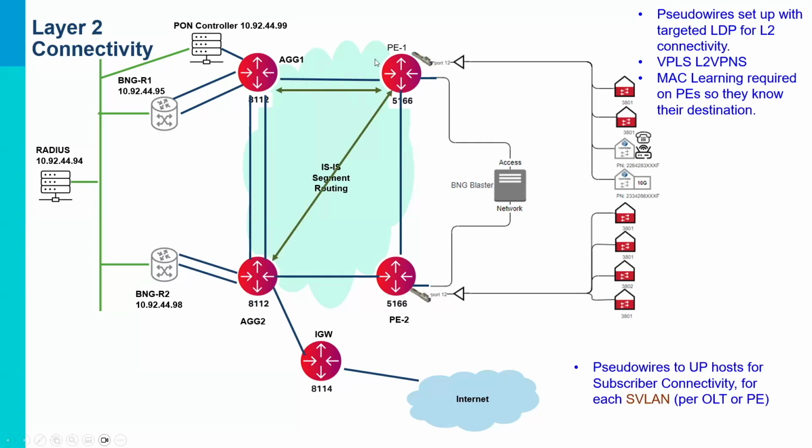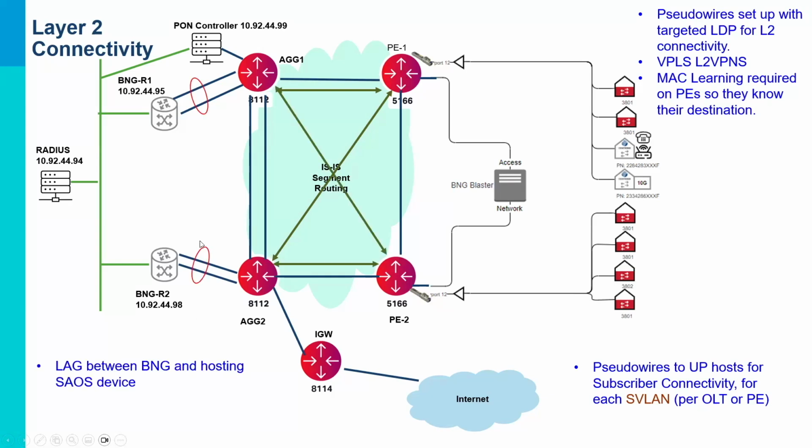So we have pseudo wires to the UP hosts. That connectivity could be per OLT or it could be per PE. We do it per PE. It really depends on the scale of your network. You can decide based on the number of your subscribers.